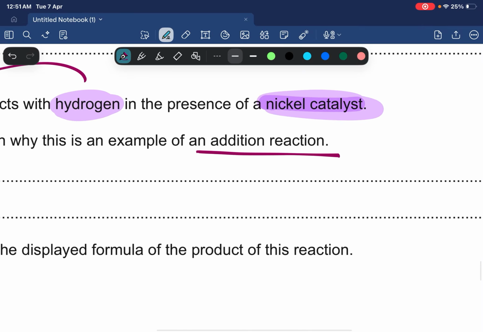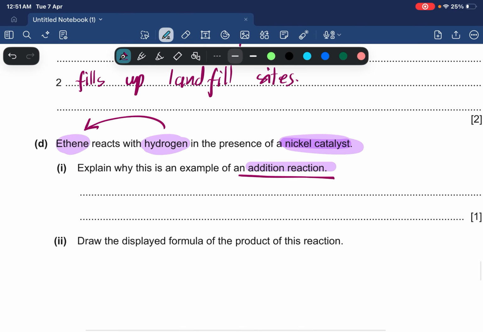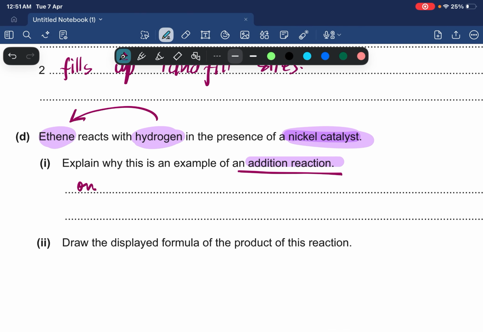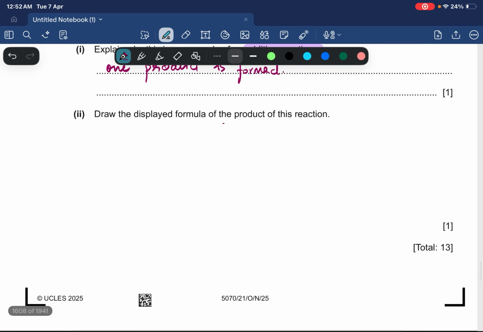Always remember, no matter if you remember anything or not, an addition reaction is a reaction in which only a single product is formed. Okay? So I'm going to write: one product is formed. Draw the displayed formula of the product of this reaction.